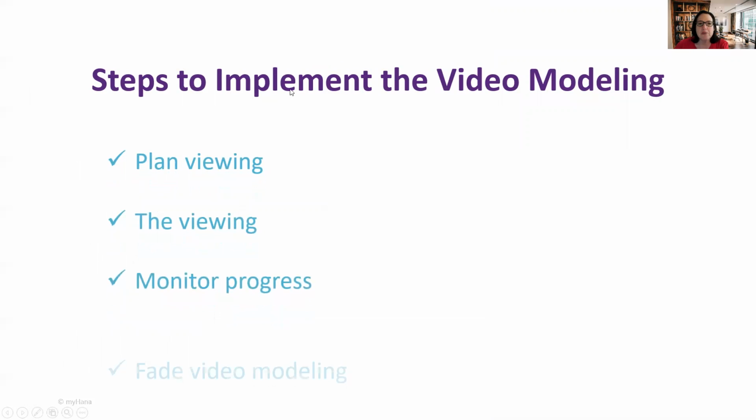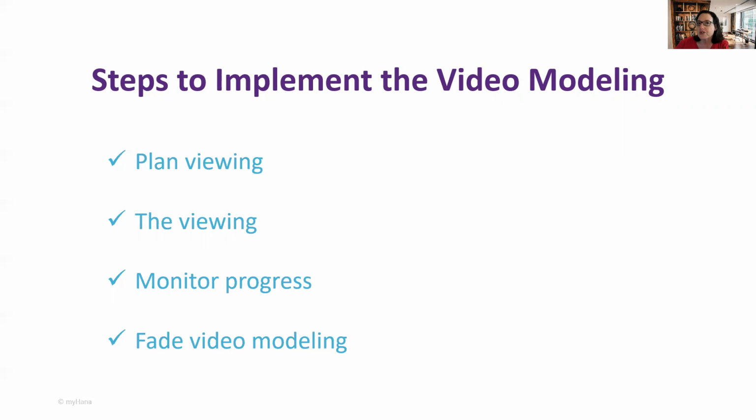So steps, again, to implement video modeling is to plan the viewing, have the viewing, monitor progress, and fade the video modeling as the child gets it. So prior to showing the video model to your student with ASD, you make some decisions as to where, when, and how the video should be seen. Many video models can be and should be viewed in the natural environment they occur in. However, natural environments can be distracting, and you may have to say, okay, watch this in your room instead of at a place where there's a lot more noise.